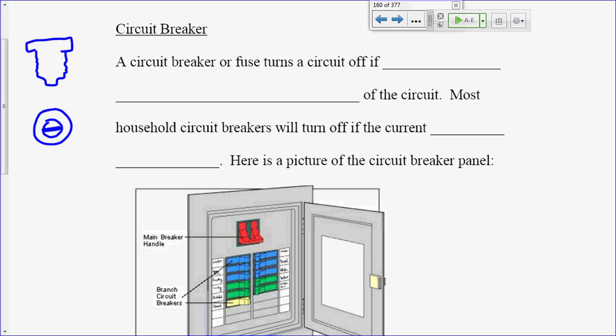The circuit breaker and the fuse are there to limit the amount of current. So if the current exceeds a certain amount, then the circuit breaker will turn off. If the current exceeds a certain amount on a fuse, what happens? It burns up that little metal tab. So if you have a fuse that's spent, that's blown, you'll see this is all black, and there'll be soot in that window. Or you'll just see the metal tab is broken.